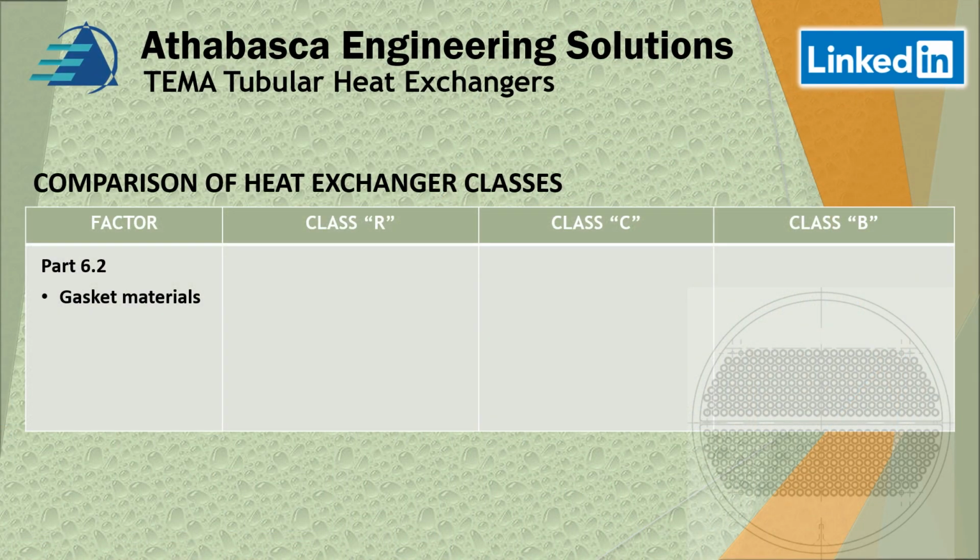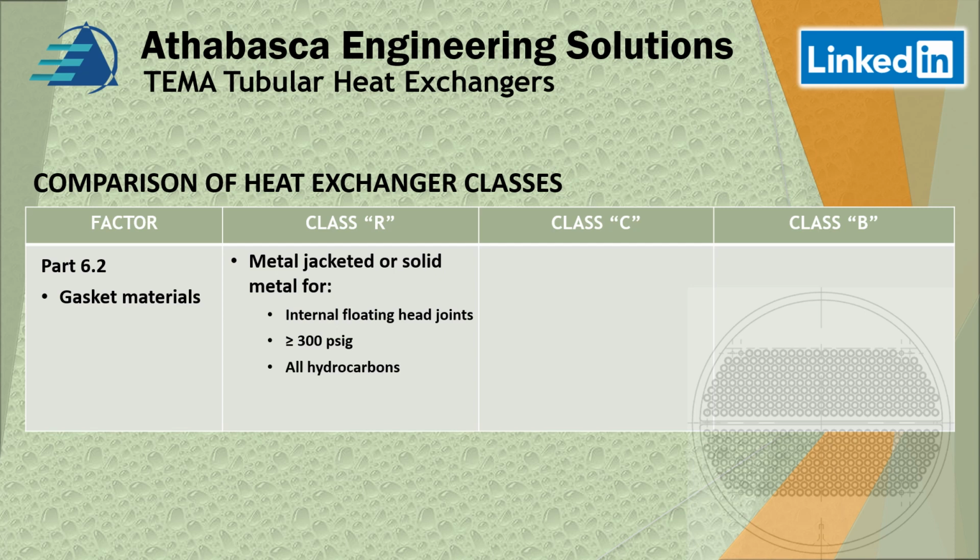Part 6 has to do with gaskets, and there are differences between the classes for gasket materials, which is found in 6.2. For one thing, metal jacketed or solid metal gaskets are required for internal floating head joints. They're required if the pressure is equal to or greater than 300 psig. It's required for all hydrocarbons. Now, all these rules also apply for Class C, but there are a couple extra things here.